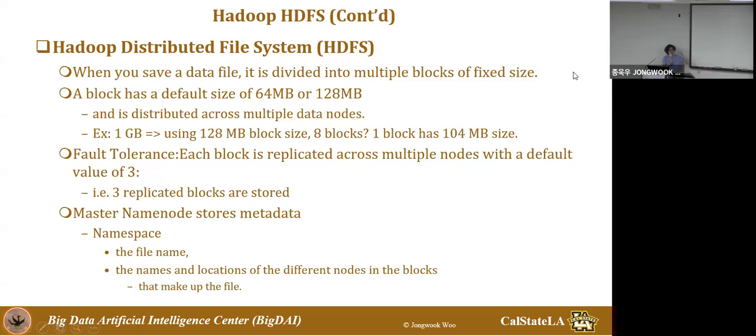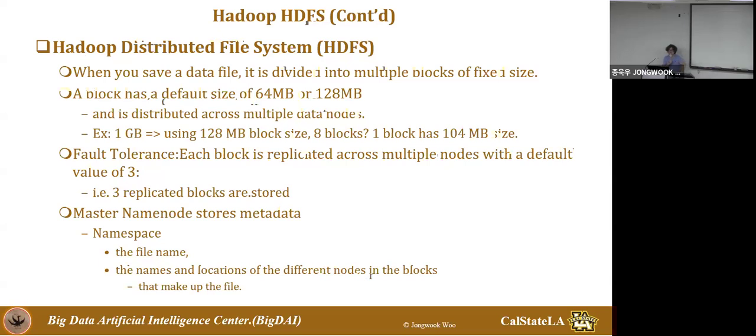As I said, when you save a file, for example a 1 GB file, this file is split into multiple blocks. Okay? And then each block should be stored in a different server. It means that you should have a fixed block size. That could be either 64 megabytes or 128 megabytes, and that should be set by the system admin.